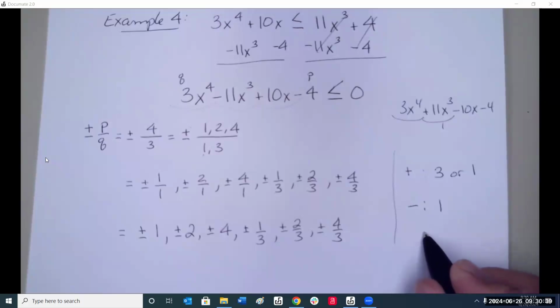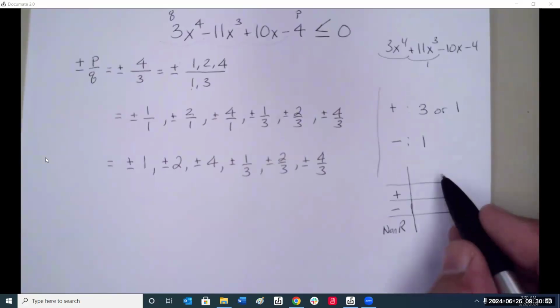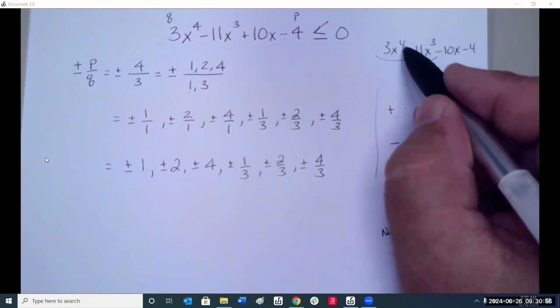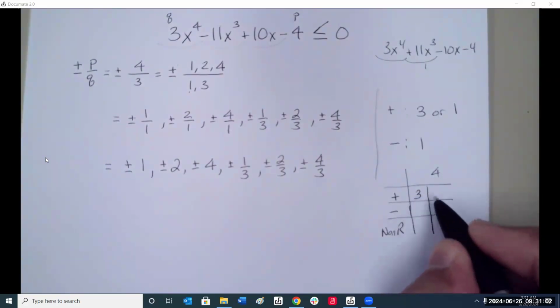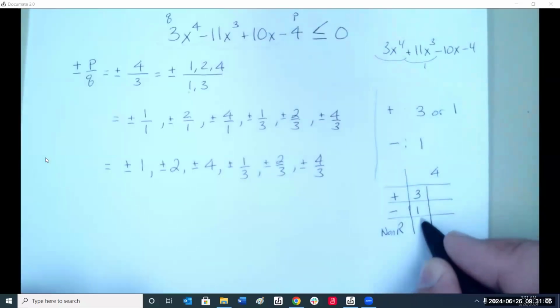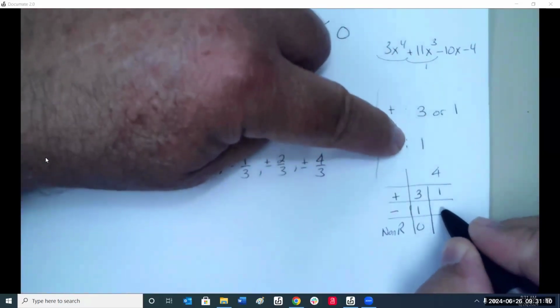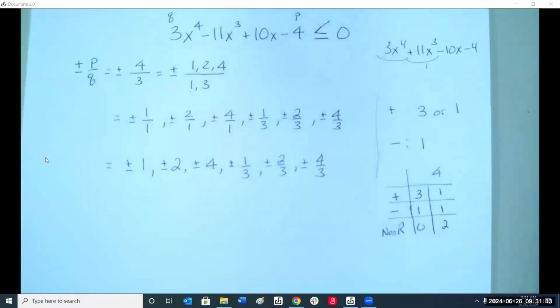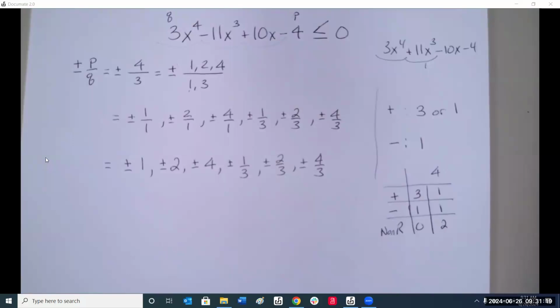So what this tells us is the number of positives, negatives, and non-reals. We have to have a total of 4 since it's a 4th order equation. We can have 3 positives and 1 negative, which equals 4. Or we can have 1 positive and 1 negative, which means we have to have 2 non-reals. Those are the only possible combinations of answers that we'll have.